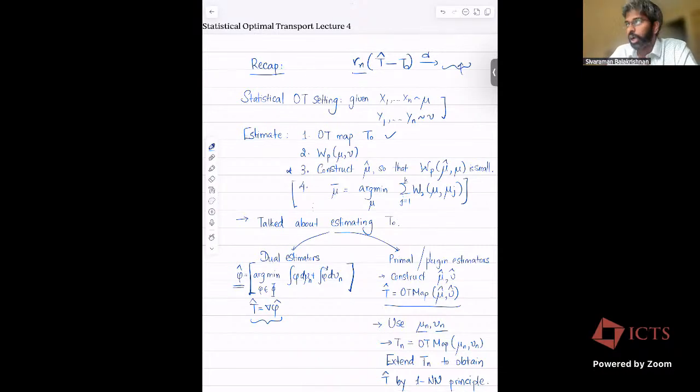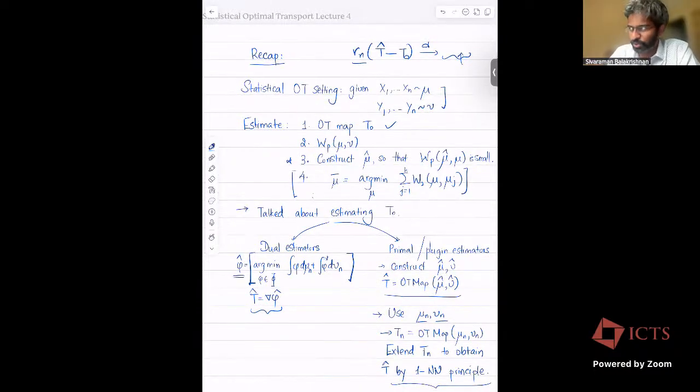They are much harder than these estimation questions. And again, I think it's a very big open question as to how do you do reliable inference for all of these various objects that come up in OT.